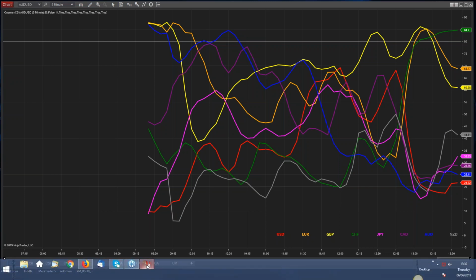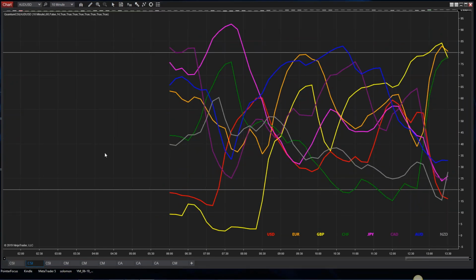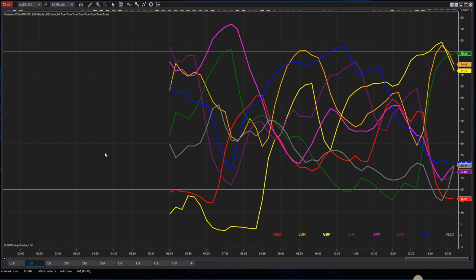I'm just going to keep an eye on the pound yen. Okay. Sorry, just move that out of the way. That's on 5. That's on 10. Hopefully we're all in agreement now. As I say, you've got a bunch of currencies at the bottom and a bunch of currencies at the top.